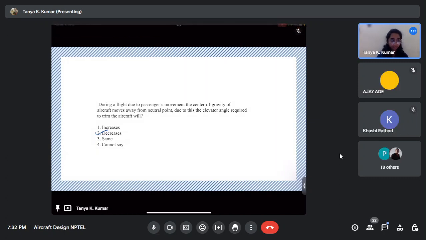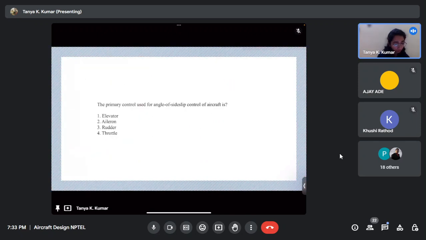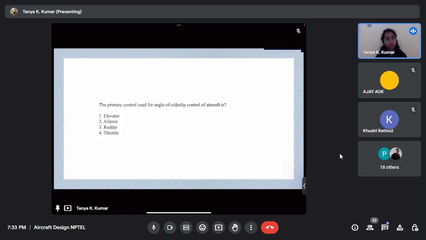Okay. So this is an equation that we have learned in the stability control course. So every time something like this comes up, please do refer to the lecture notes or the lectures of that course, aircraft stability control. Okay, let's move on. Again, a similar question to the previous one.